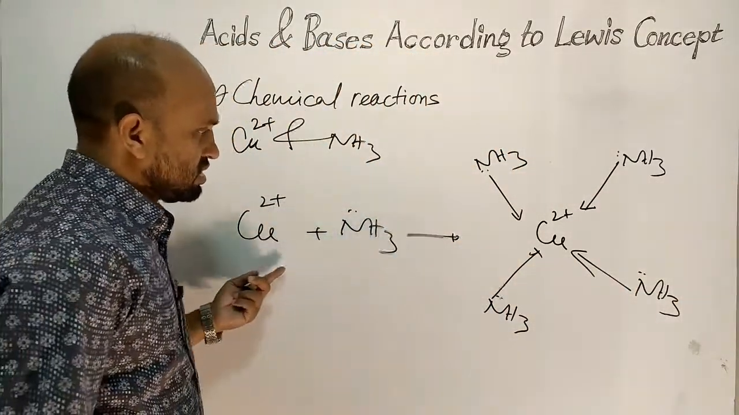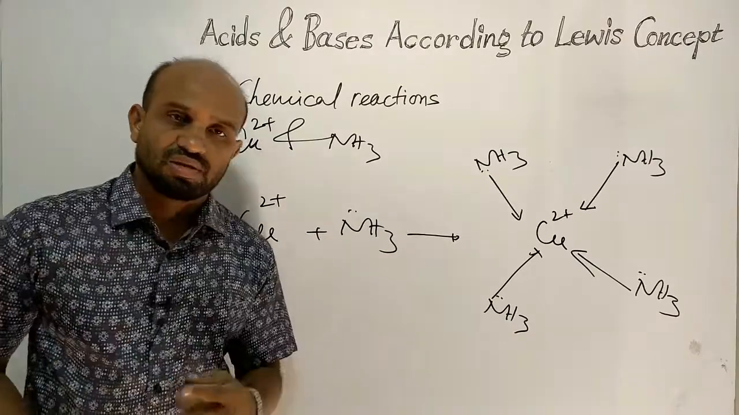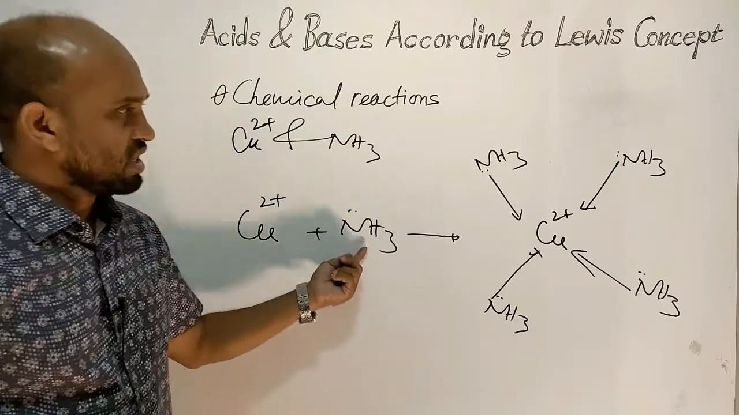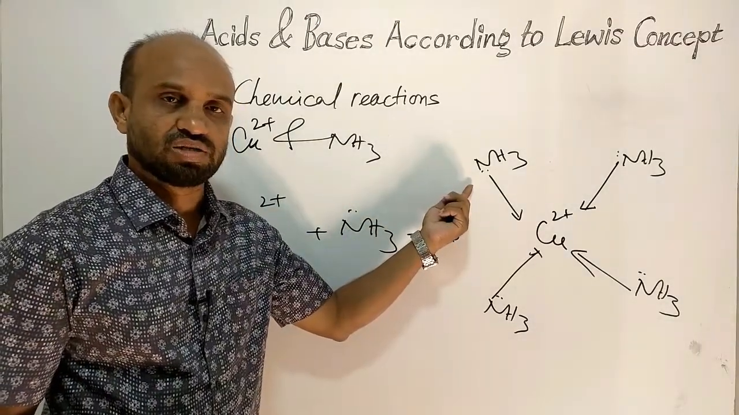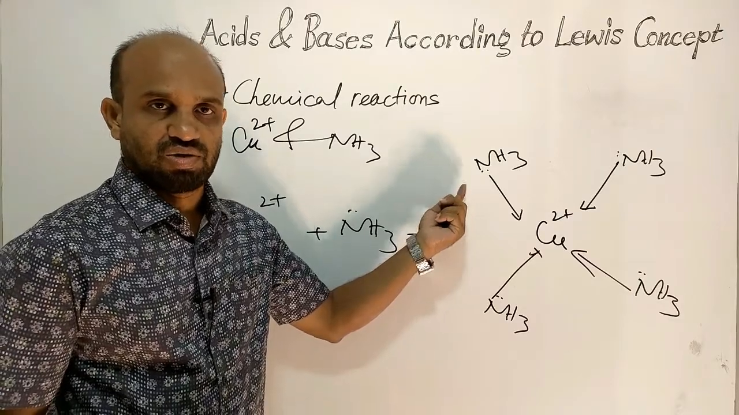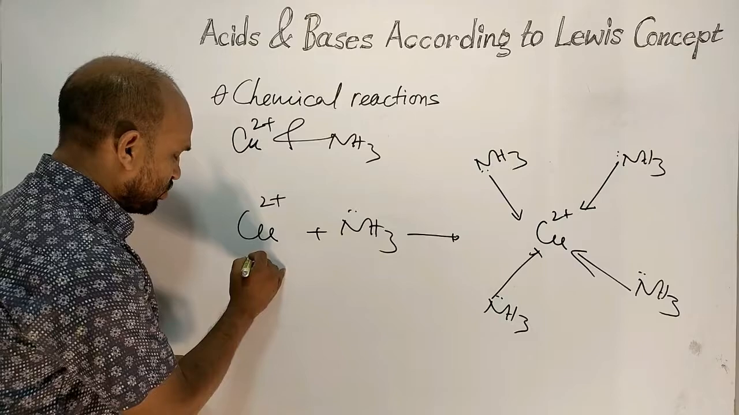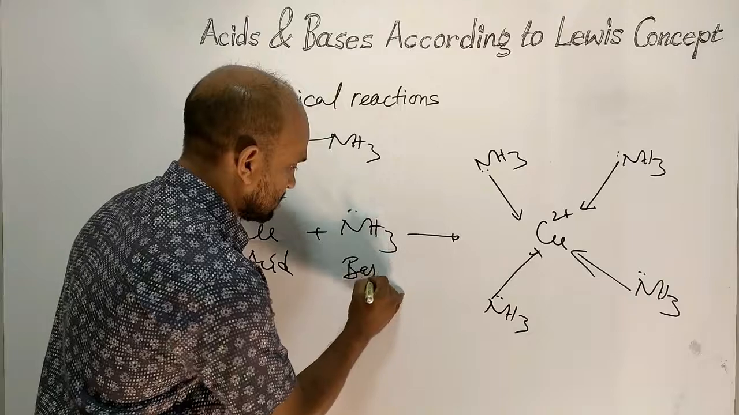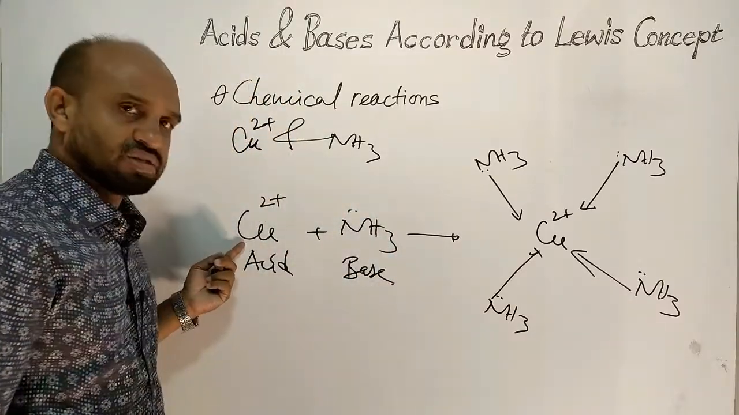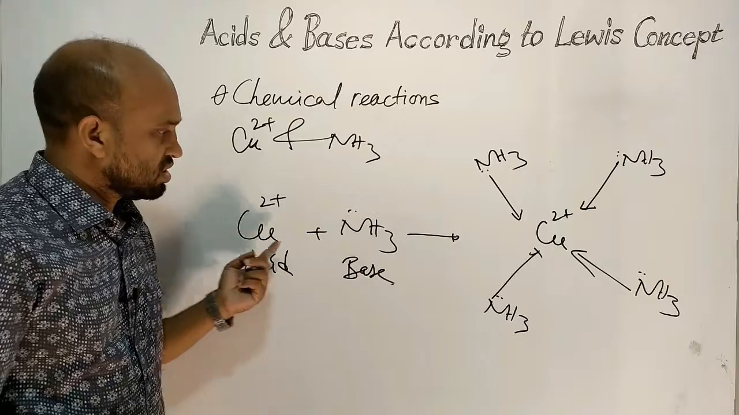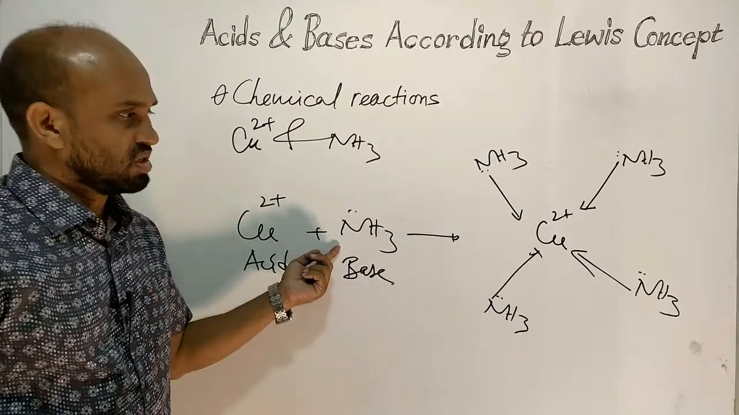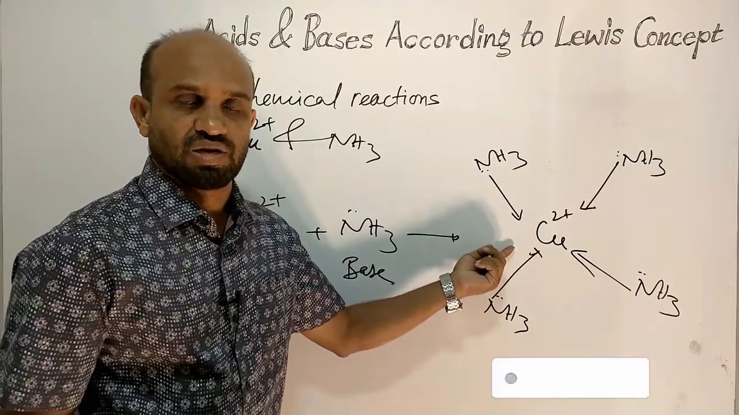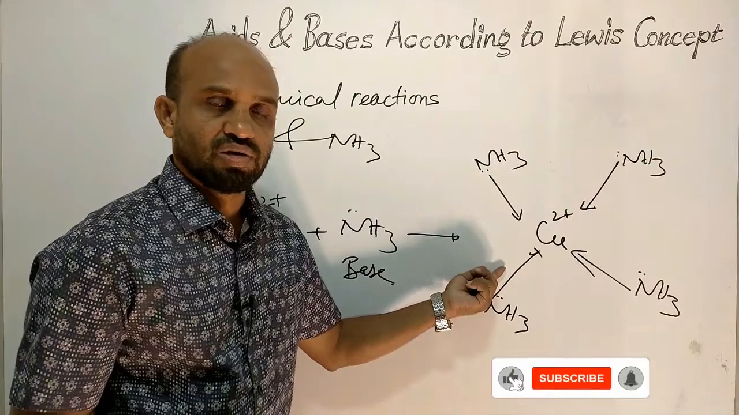So in this reaction, copper 2 plus accepts 4 pairs of electrons from ammonia, and each ammonia molecule donates 1 pair of electrons. So in this reaction, copper 2 plus is a kind of Lewis acid and ammonia is a kind of Lewis base. Here copper 2 plus is electron pair acceptor and ammonia is electron pair donor, and this complex ion is formed, and the name of this complex ion is tetraamine copper 2 ion.